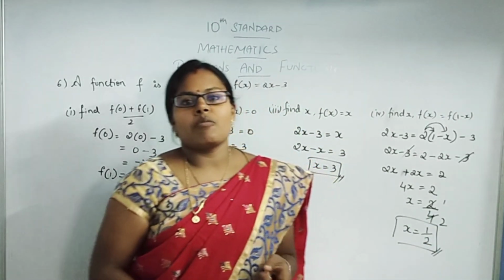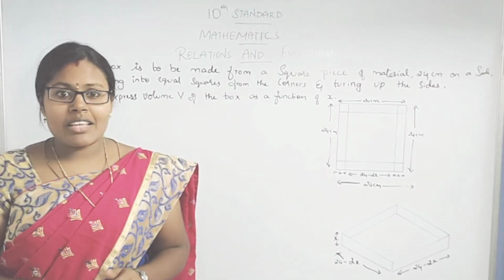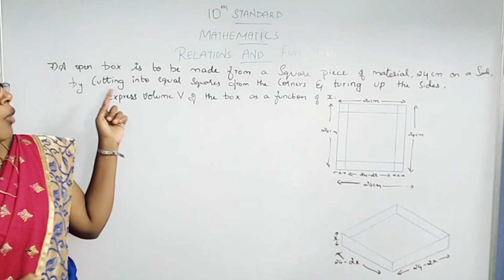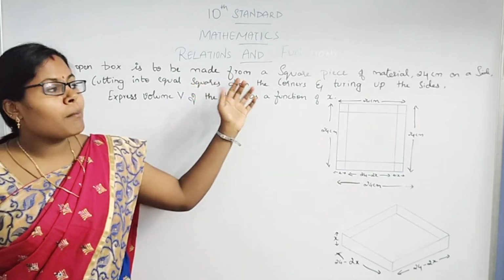So this is first sum. We'll see second sum now. So seventh sum. An open box is to be made from a square piece.